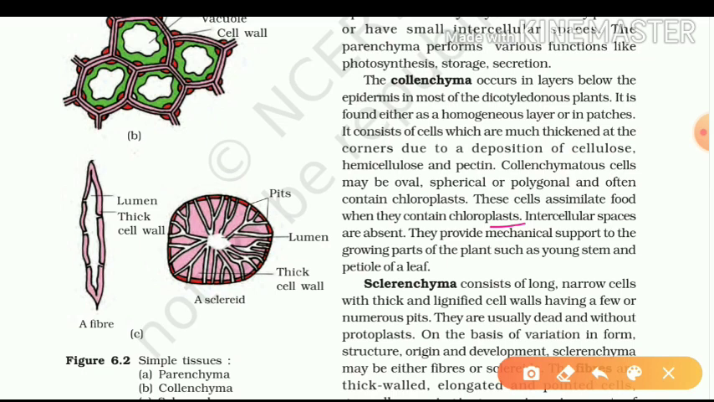So intercellular spaces are generally absent. Remember guys, in parenchyma cells, space is present, whereas in collenchyma cells, space is not present. It is absent. They provide mechanical support to the growing parts of the plant, such as the young stem as well as the petiole of the leaf. We had discussed leaf anatomy and leaf structure in the morphology topic. If you have not seen that, just have a look at that video. So this is about collenchyma, guys.